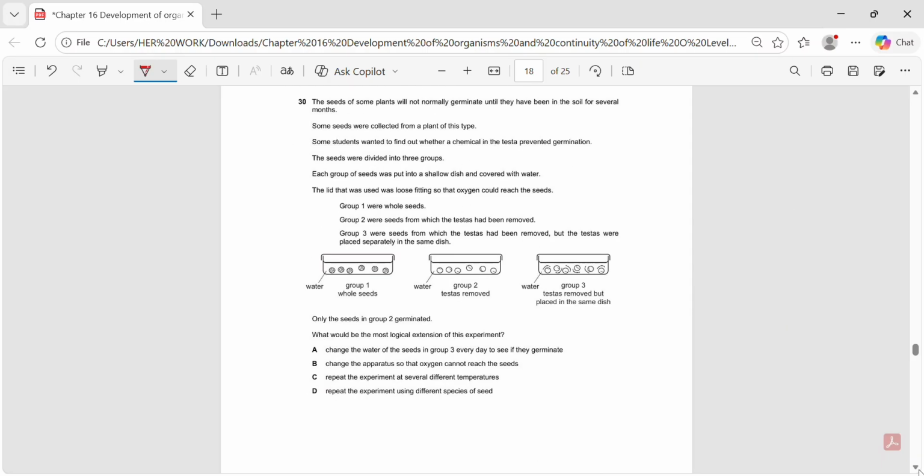Moving on to the experiment with seeds, the students are testing whether a chemical in the tester prevents germination. The results show that only the seeds without testers germinated, while those with testers or placed near testers did not. The most logical next step is to check whether the chemical from the tester is dissolving into the water and affecting germination. This can be tested by changing the water daily in group 3 to remove any chemicals. Hence, the correct answer is A.